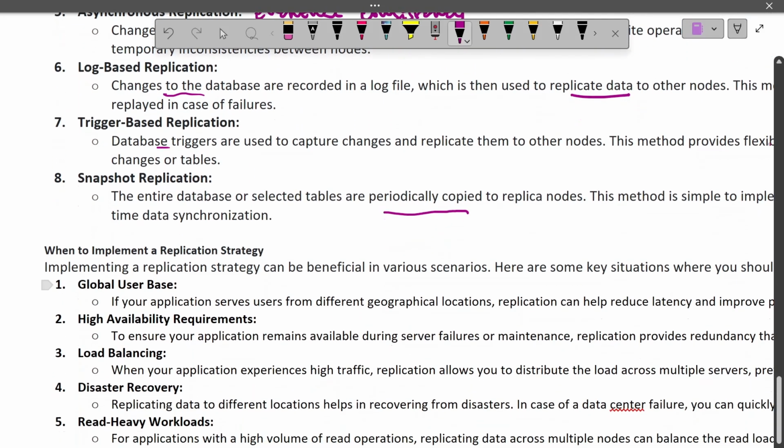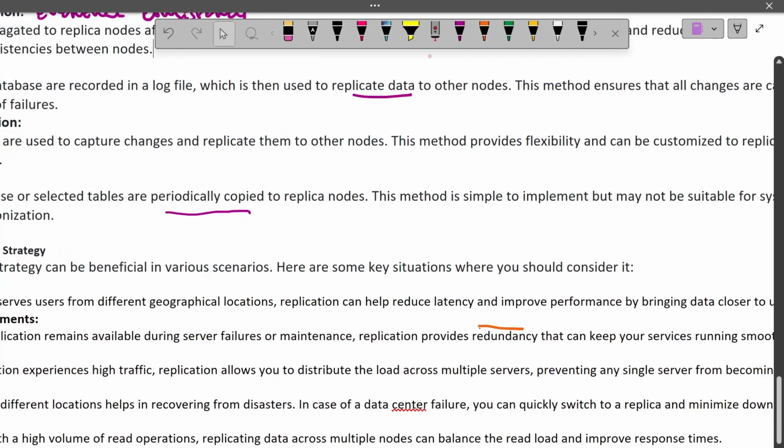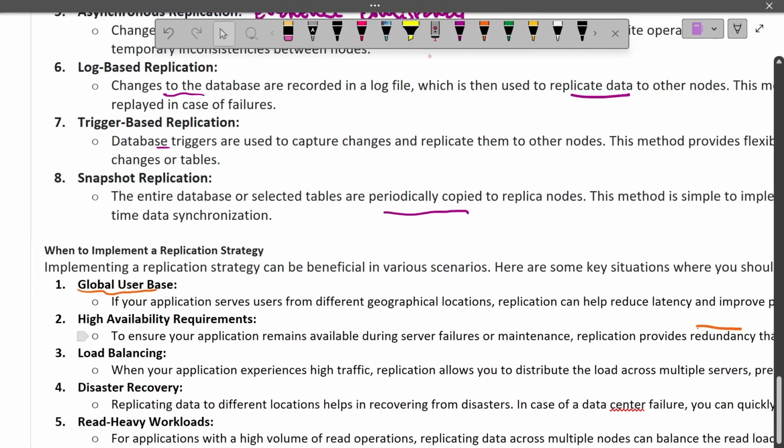Now, when to implement a replication strategy? We have covered all the different points here. Like I said in the very first example, global user base: your users are coming from different geographical locations, you want to reduce the latency, so you do replication. High availability, because we know that server failures are inevitable. When you do replication, your redundancy is automatically taken care of, and it is smooth running. High availability and load balancing, these two points anyway go hand in hand.